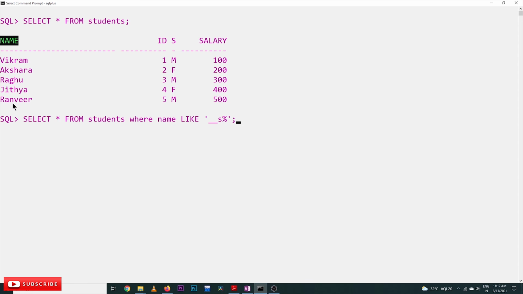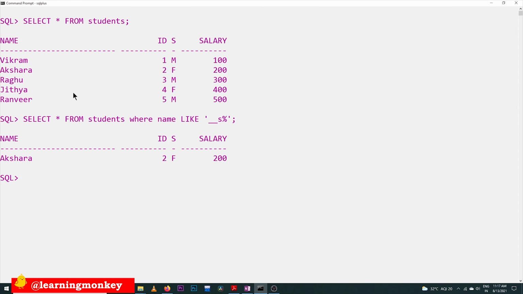So this is how pattern matching can be done using LIKE. For visualization, think of it as: LIKE is the keyword, which means "looks like this pattern". That is the meaning of the LIKE operator, and it is done on a single value. So what is the output? Let's check. See, the output is Akshara, and that row is printed.